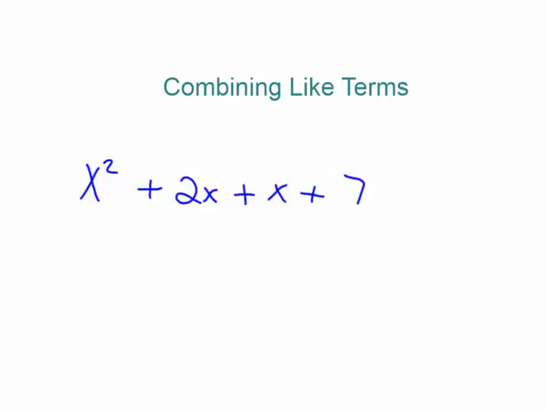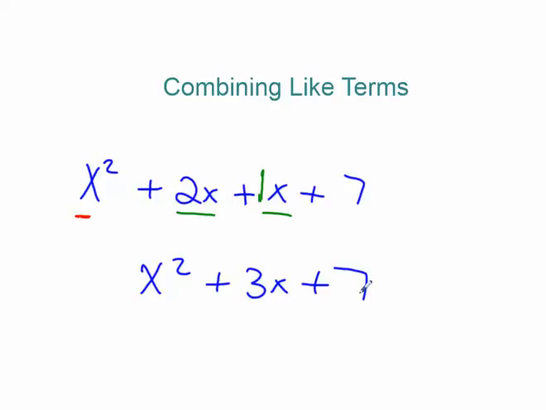If you have a term with powers, they can only combine with other things that also have powers. So in this example, this x squared, there's no other x squared terms, so that can't combine with anything. But this 2x can combine with x, which remember is really 1x. So that would give us x squared plus 3x plus 7. Okay, you get the idea?